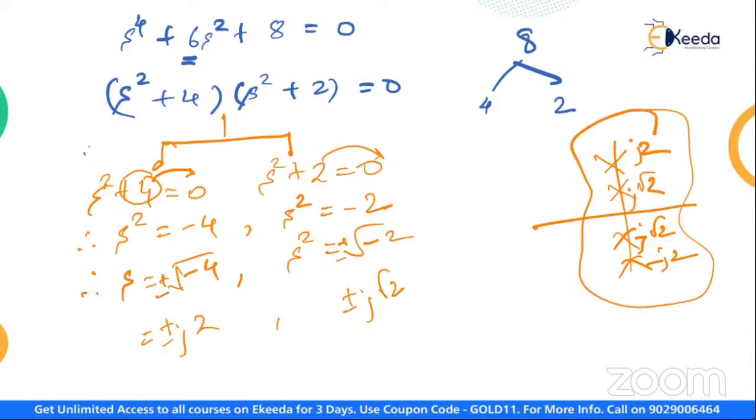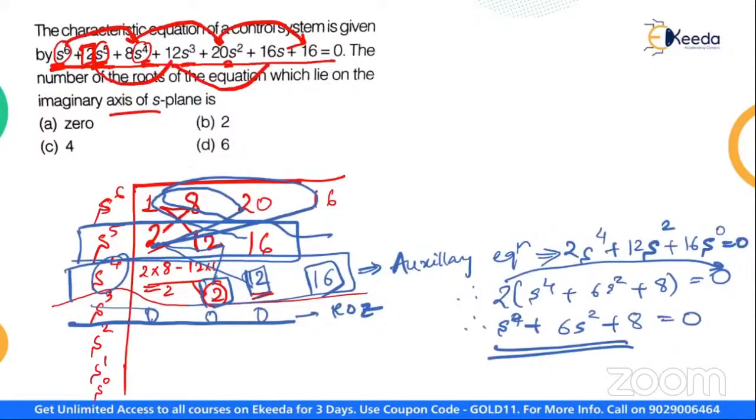Correct or not? Yes. So basically, what do you have now? You have got that there are 4 roots on the imaginary axis. So your answer is option C. Getting my point? Please tell me yes or no.